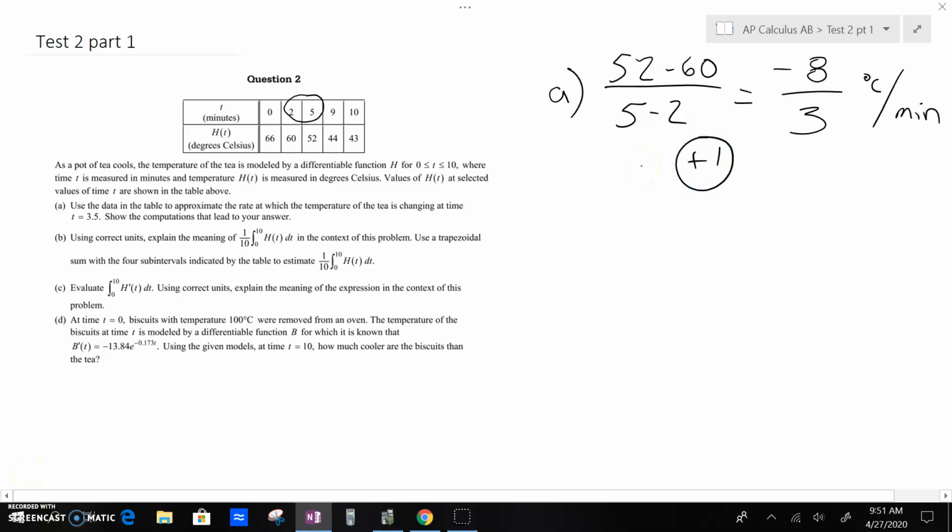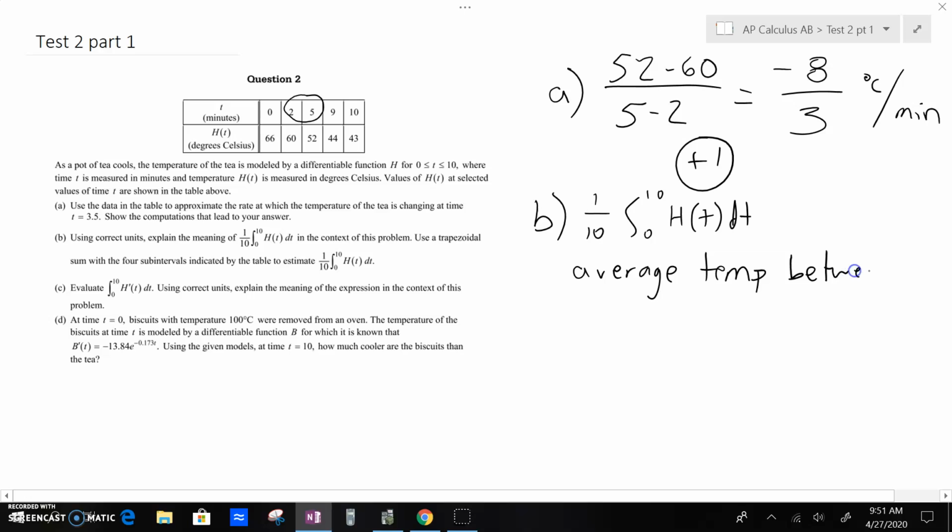In part B, they're saying using the correct units, explain the meaning of 1/10 times the integral from 0 to 10 of H of T dt. That's an average value. So that's the average value of the temperatures from 0 to 10. So that is the average temperature between T equals 0 and T equals 10. That's worth a point, just stating that you recognize that's an average temperature.